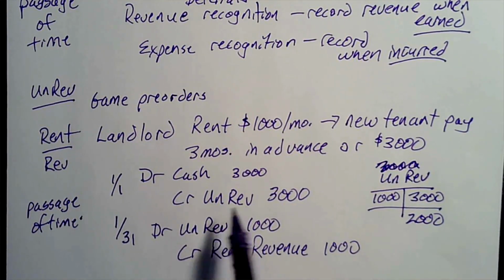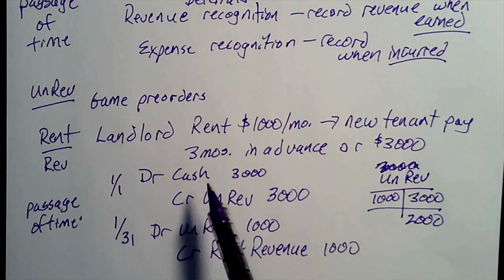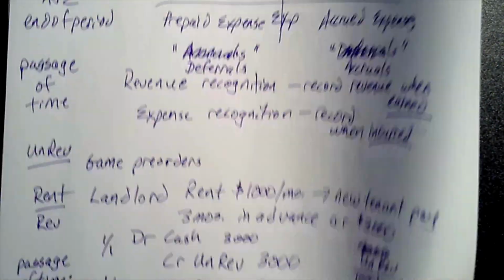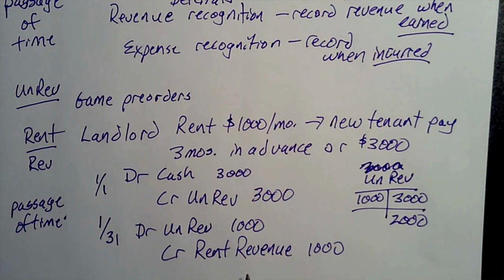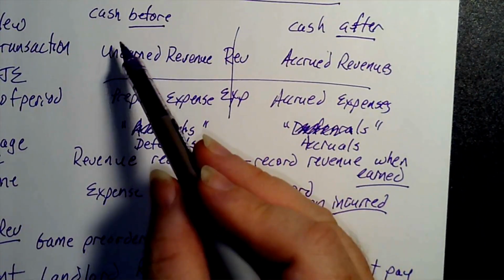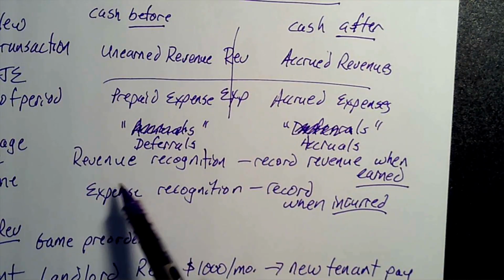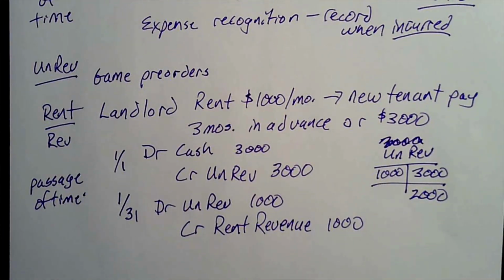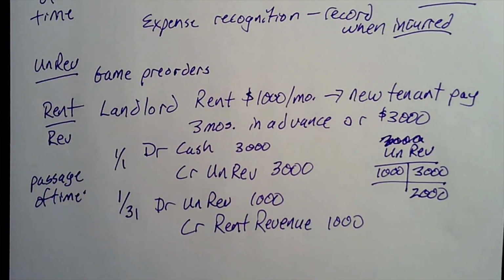So here's a situation where we receive cash before, right? Cash before, and then we record the revenue second. So this is a deferral. We have deferred revenue. We receive the cash first and record the revenue second.